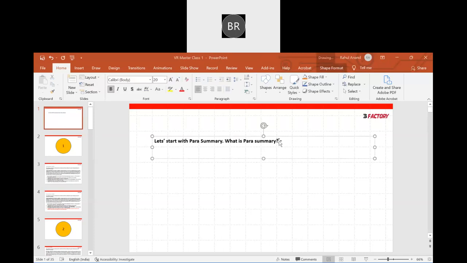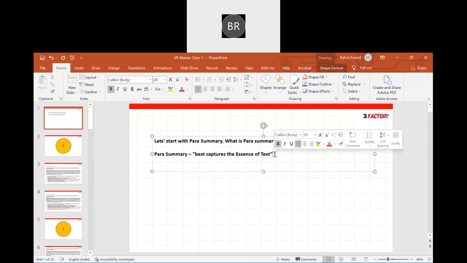So the first thing that I'm going to discuss today is my perspective on para summary, right? So what is a para summary? Para summary essentially is an exercise which captures the essence of text. Quite often this phrase has been used in CAT: best captures the essence of text. So basically, aapko summary nikalna hota hai. Now, what does this mean? Basically, we are looking at options and trying to understand which option covers the main points given in the passage. All right.